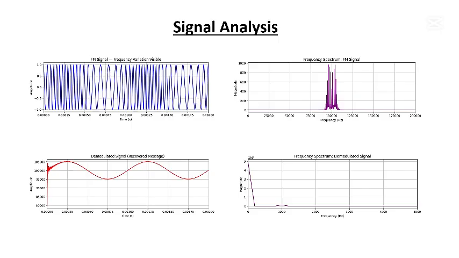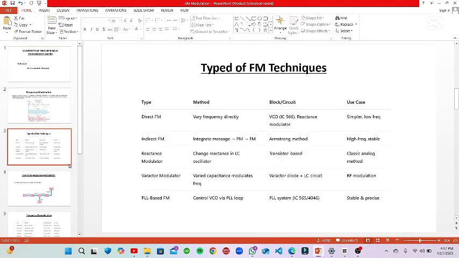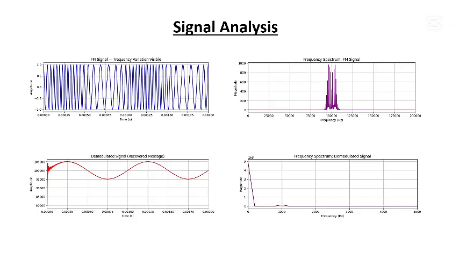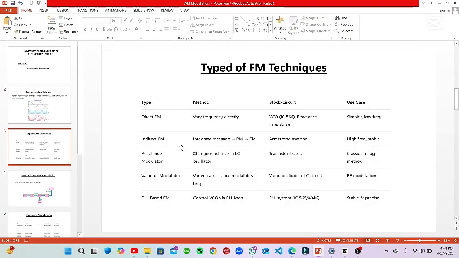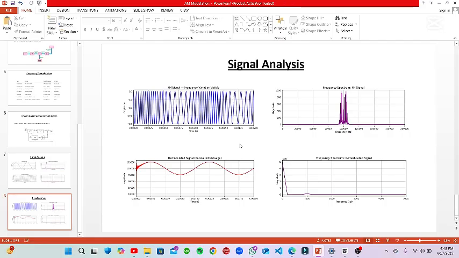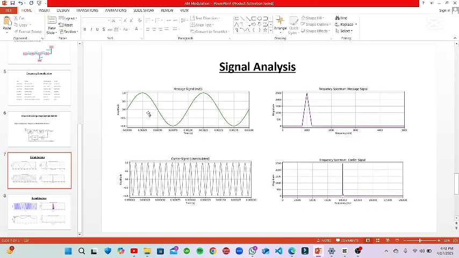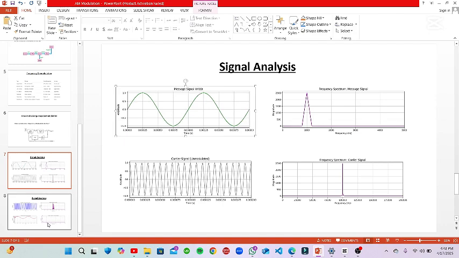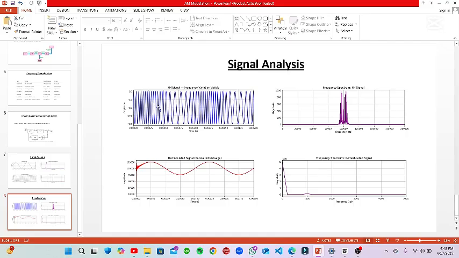So what is actually happening here? In modulation, the amplitude is changing the frequency of the carrier wave, but in demodulation the frequency is changing the amplitude of the wave. All right, so this is modulation and demodulation of frequency.